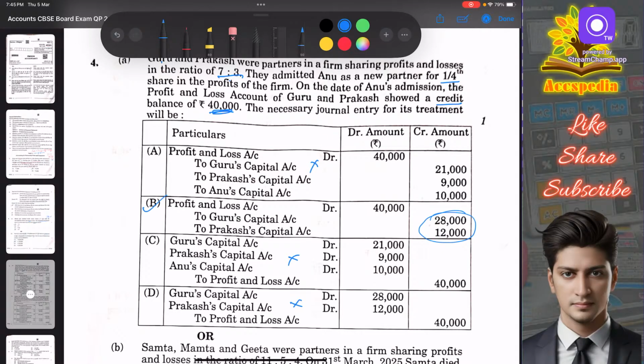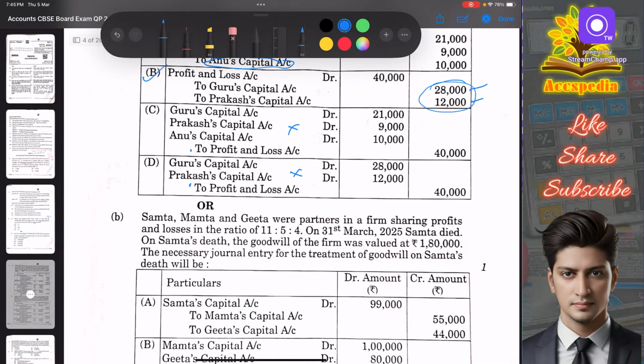By just looking at them, you can easily find profit and loss is credited in these 2. So this is wrong. Here option A has Anu, the new partner. That is also wrong, because we have to give this to the old partners only. So obviously it should be option B. If you divide the 40,000 into 7:3 also, you'll get the same answer. Fine.